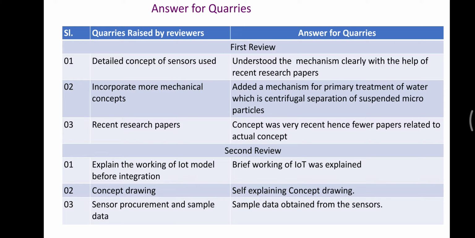In the second review, they asked us to explain the IoT model and its integration, which we explained. The hand drawing, the concept drawing was given, and also the sensors were procured. All four sensors could not be procured. Only turbidity, pH, and DHT sensors are procured, but only the TDS sensor is left out.